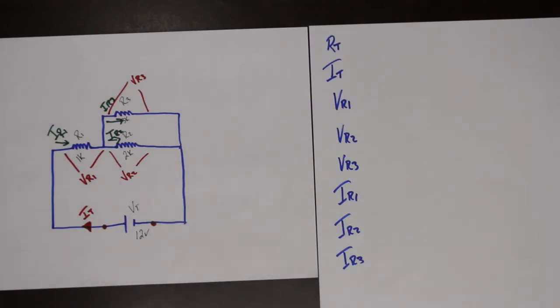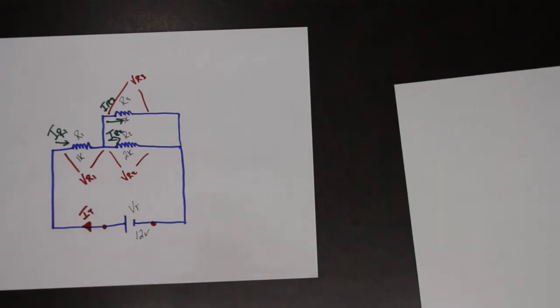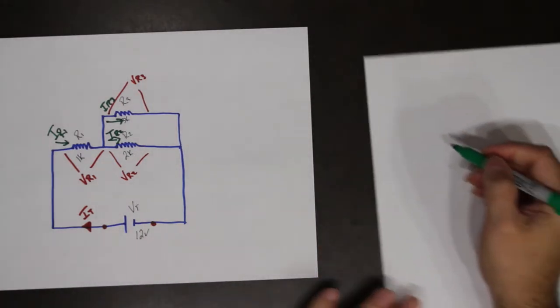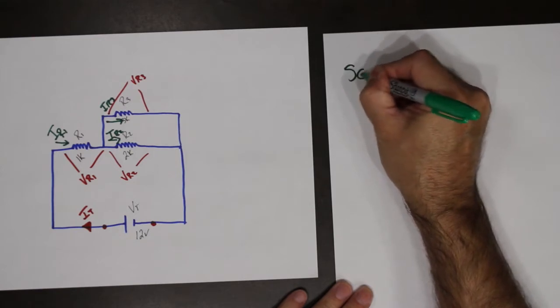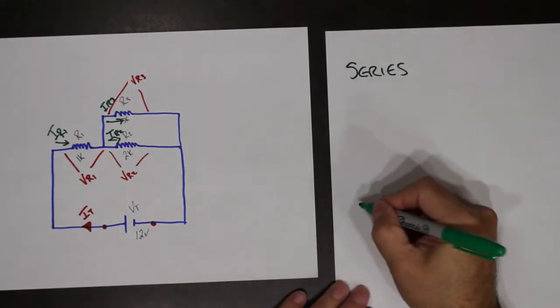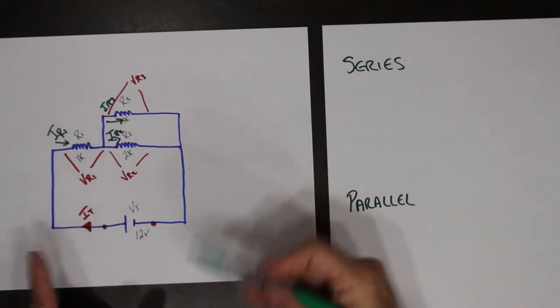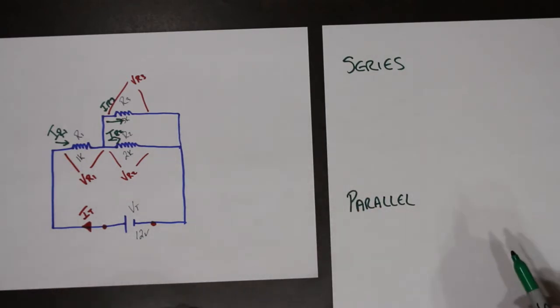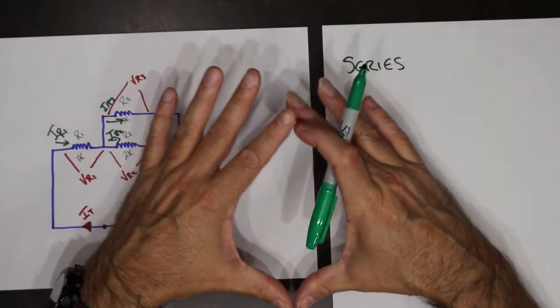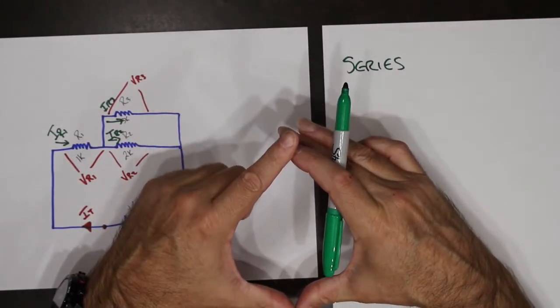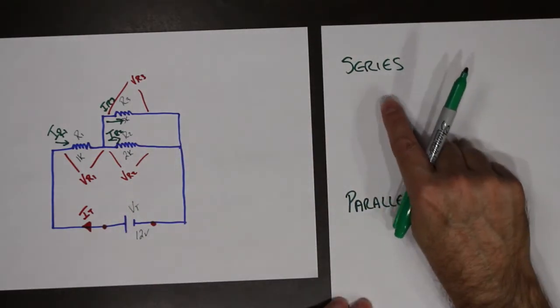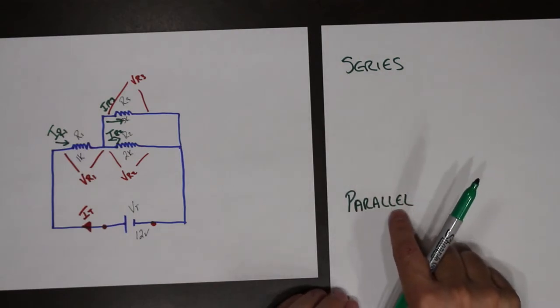Now, how do we find R total of a combination circuit? Well, what you need to be able to identify is, does this circuit simplify down to series, or does this simplify down to parallel? Because there's a combination of both. There are some parts that are in series, there's some parts of the circuit that's in parallel. But when we simplify the circuit down, does it simplify to a series circuit, or does this finally simplify down to a parallel circuit?